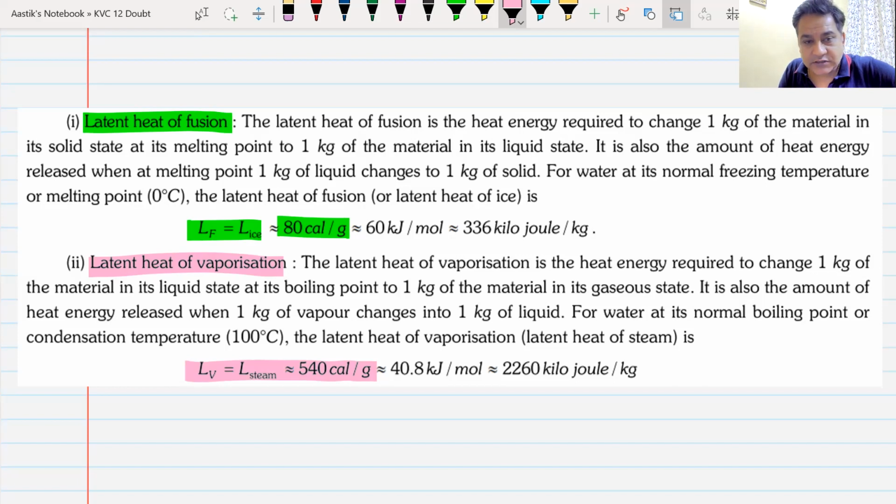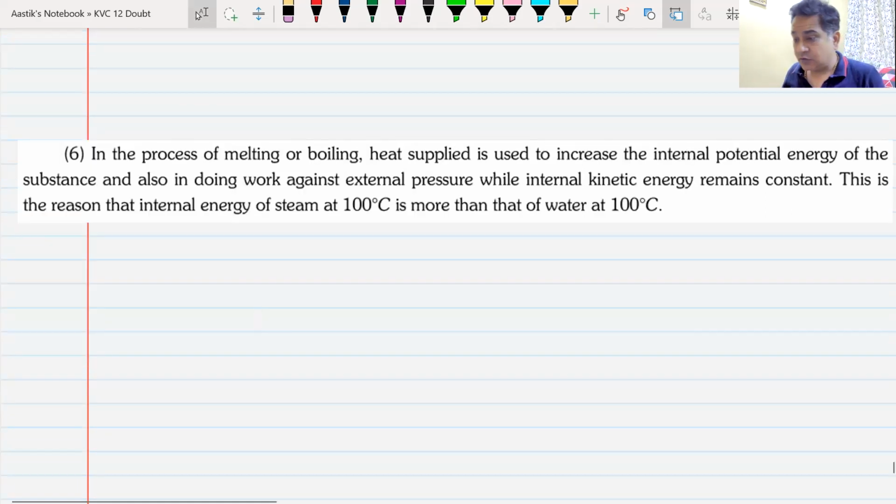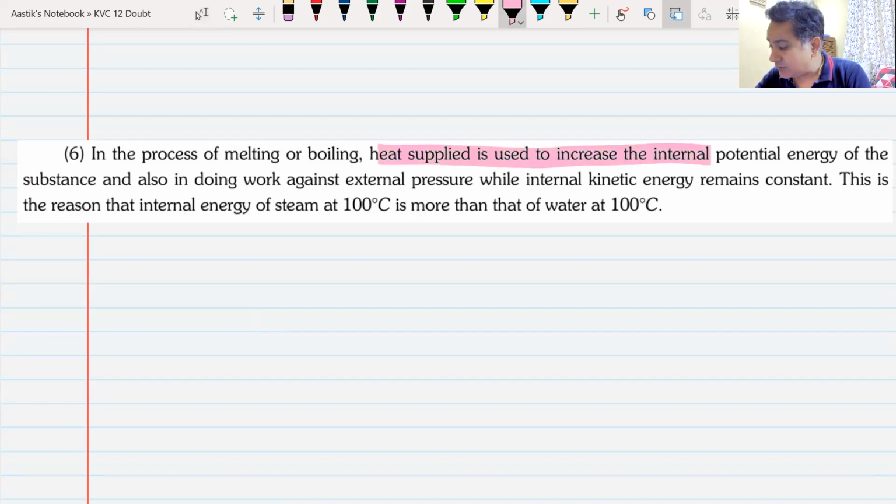This is the point on which we had a question in the previous year's JEE, and I will give you the gist of it. If this question comes, you should be able to solve it. We can't do the full question at this point because it requires something else, so I'll just go through this. When we are boiling or melting something, as I told you, the heat supplied is used to increase the internal energy of the body and also in doing work against external pressure.